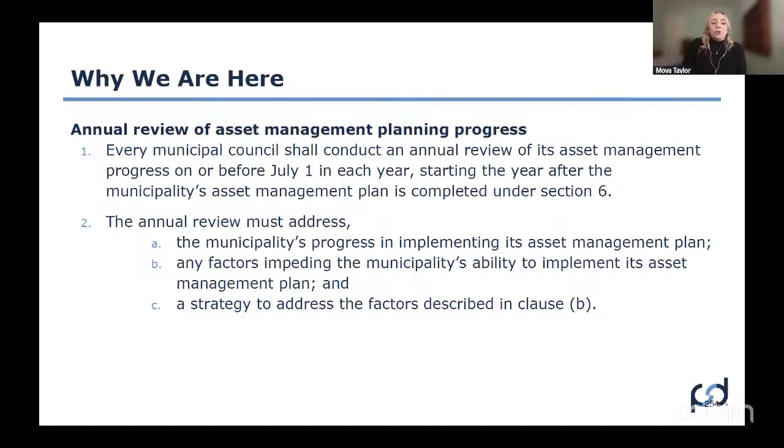So the annual review really focused on 3 questions under the regulation. We had to look at what was the progress made in implementing the AMP, what are the factors that limited the ability to implement the plan, and if we identified any factors, what action should we take to address those? The review included updates to the asset inventory, the replacement cost, condition information, and also the funding strategies. So overall, the township continues to make really positive progress and remains aligned with the 2025 asset management plan. Next slide, please.